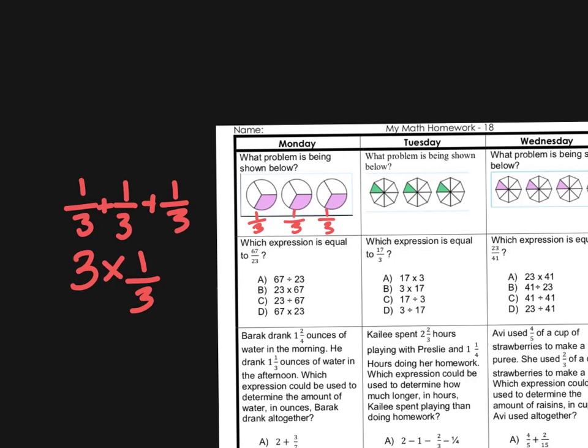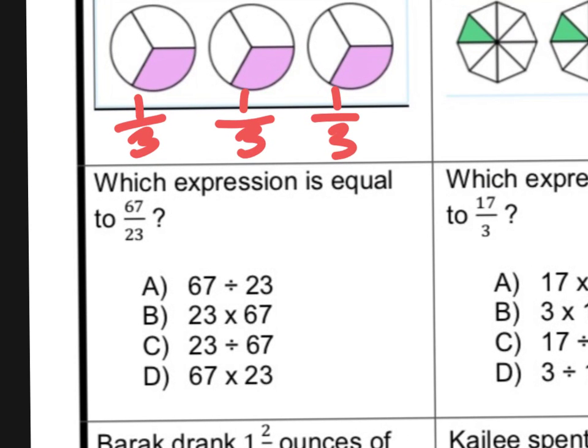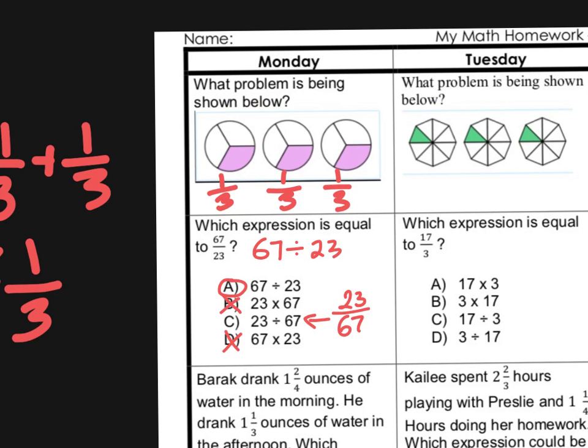For the second one, it says which expression is equal to 67 over 23. So the way you would read that is 67 is being divided by 23, and that one is going to be letter A. C is wrong. If it was C, then it would be 23 is being divided by 67. It would be that way. And B and D are wrong because there's no multiplication when it comes to division and fractions.